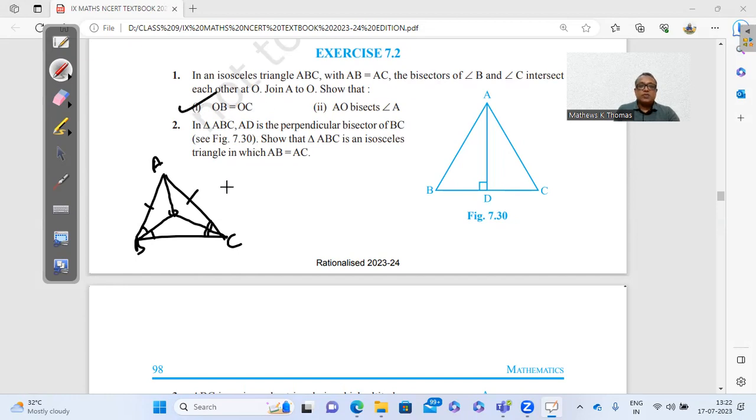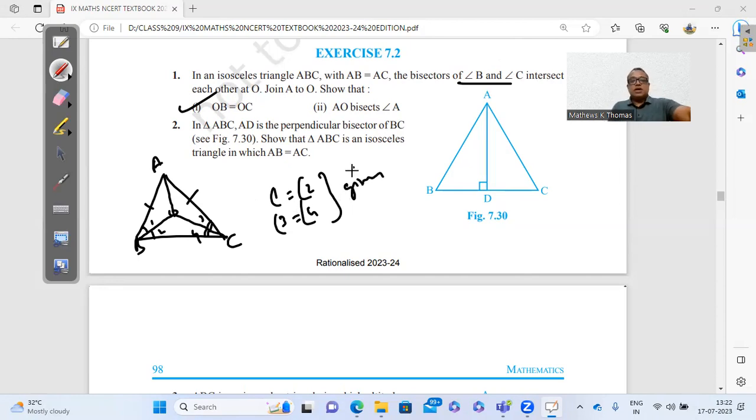So let's start with the first one, how to prove that OB equals OC. First of all, let's number these angles 1, 2, and 3, 4. It is given to me that 1 equals 2 and 3 equals 4 because OB and OC are the given bisectors. So the bisectors of angle B and C are intersecting at O. So this is given to us. We can write that, given, angle 1 equals angle 2 and angle 3 equals angle 4. Now it is given to us that AB equals AC. Just now we did the theorem that if it is isosceles, sides are equal, then angles opposite to them will be equal. So angle B equals angle C.